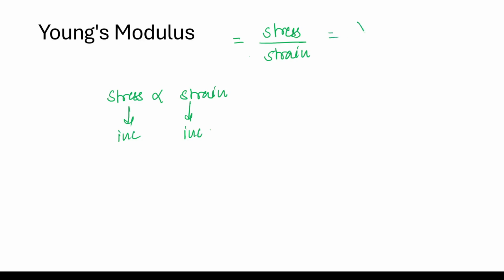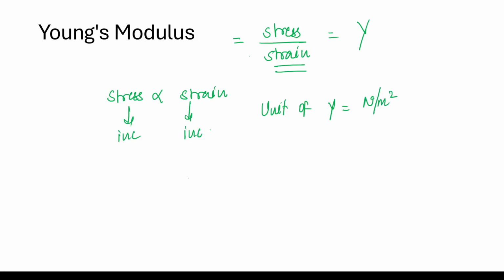The ratio is Young's modulus, and it is denoted by capital Y. Now the unit for Young's modulus: strain has no unit because it's a ratio of lengths. Stress has the same unit as pressure, Newton per meter squared. So the unit of Y is also Newton per meter squared.